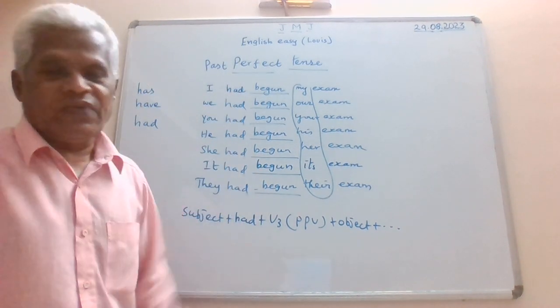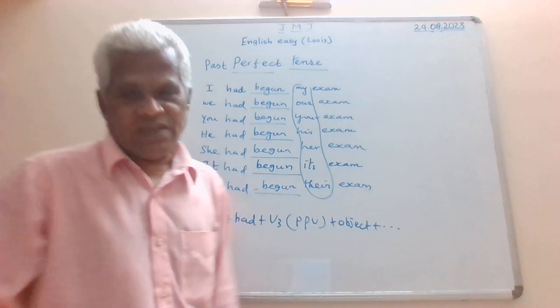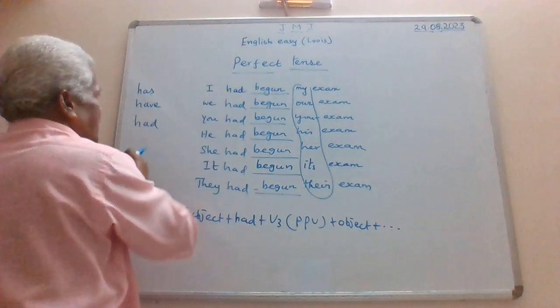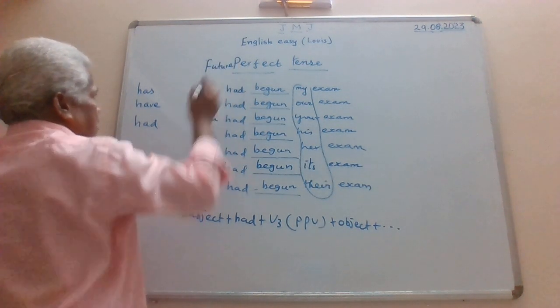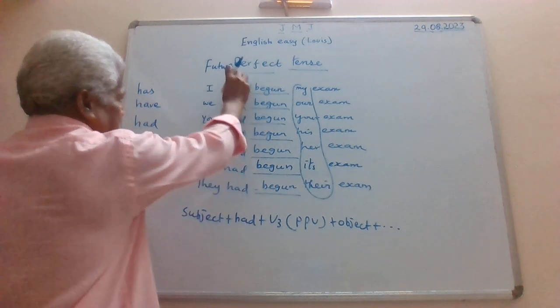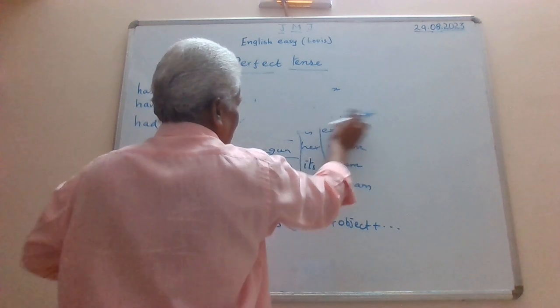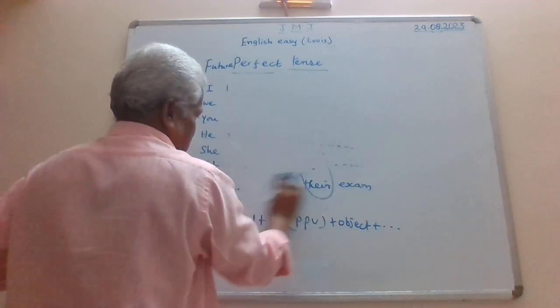So this is past perfect tense, guys. So we go to the next perfect tense. What is next? Future perfect tense. So let me write it, future perfect tense. See, now I have to drop all these things because we are going to have a different formation of verbs altogether. See?